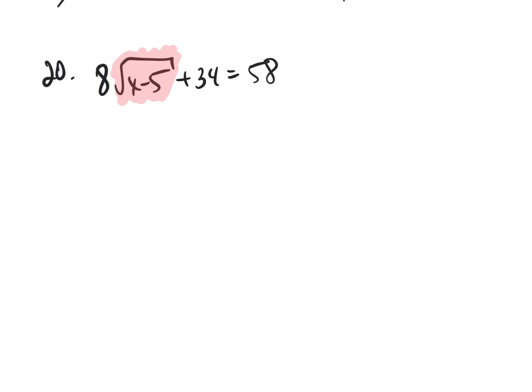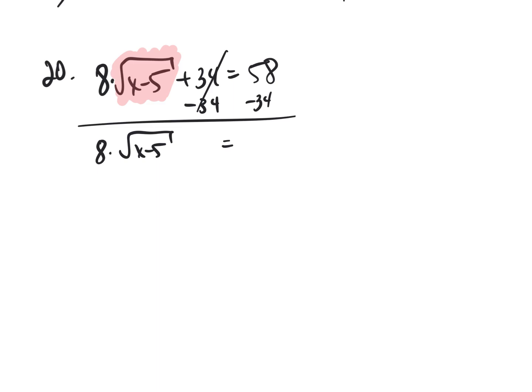Is it by itself on the left side? No, there's a times 8 and there's a plus 34. We have to get rid of those, and we know how to do that. We move a plus number to the other side by subtraction. 58 minus 34 is 24, and we get rid of times 8 by dividing. So it takes me 2 steps to get the radical by itself.